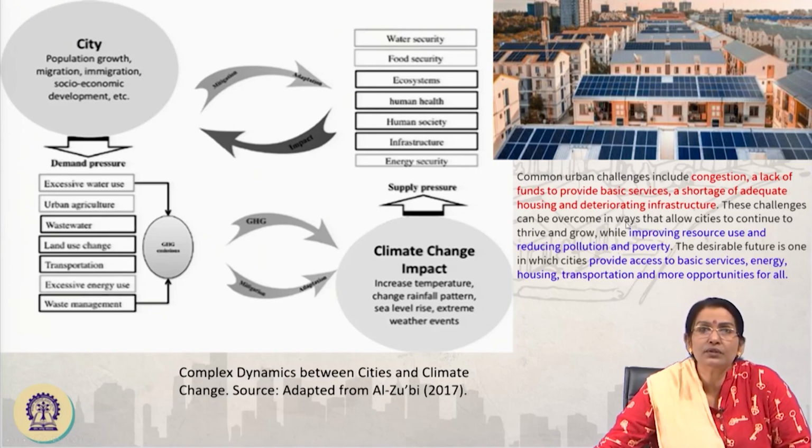Not only do we have to improve the sustainable use of resources, but also reduce pollution and poverty, and provide all citizens, especially rural citizens and the lower socioeconomic class, with job opportunities, skill training, and opportunity. So, provide access to basic services, energy, housing facilities, transportation, and more opportunity for all. Providing these things in the cities is also a big challenge.